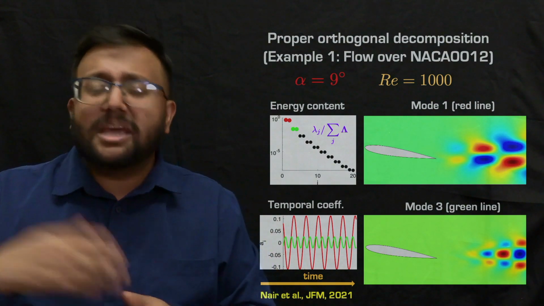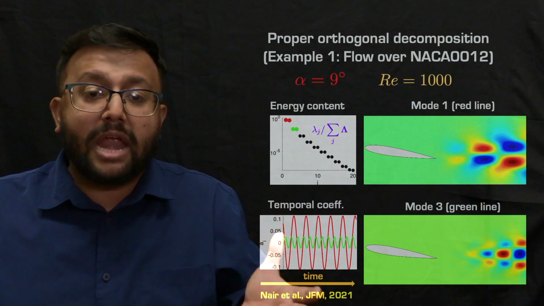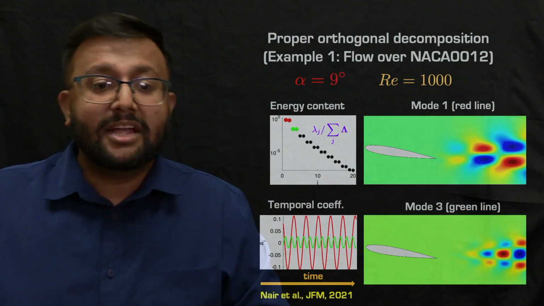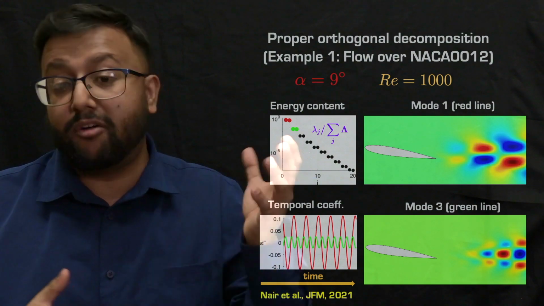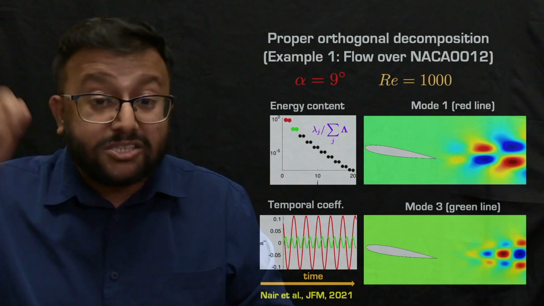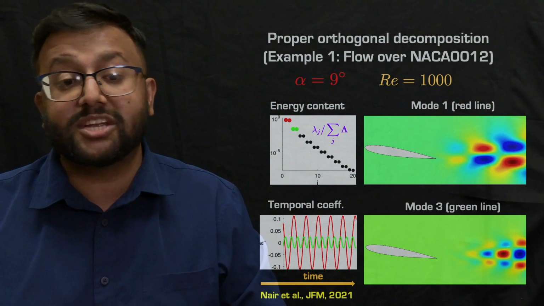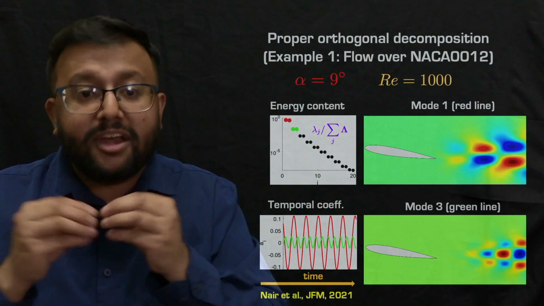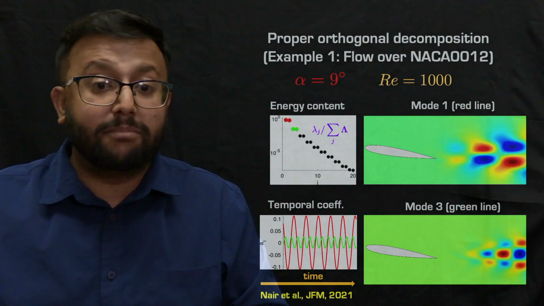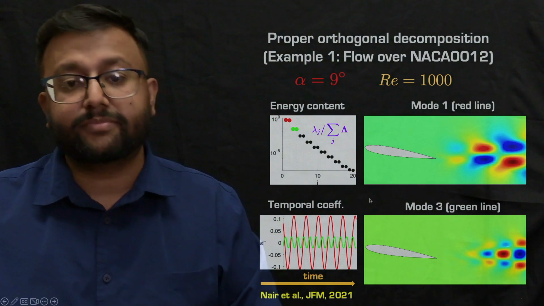So this is typical for low Reynolds number flows: you'll see this kind of log scale energy drop-off in the modes. You'll see oscillatory behavior in the temporal coefficients, and you will see that these structures get smaller and smaller as the mode number gets higher and higher.